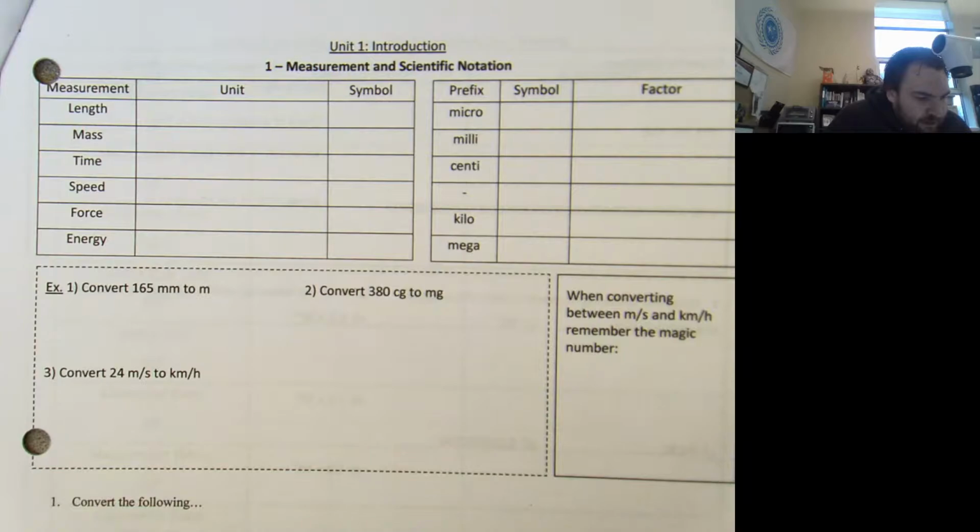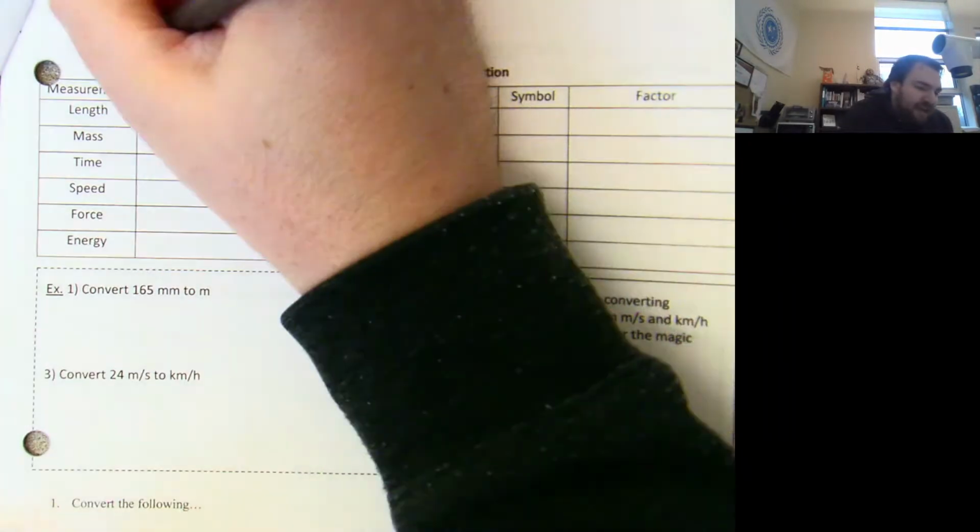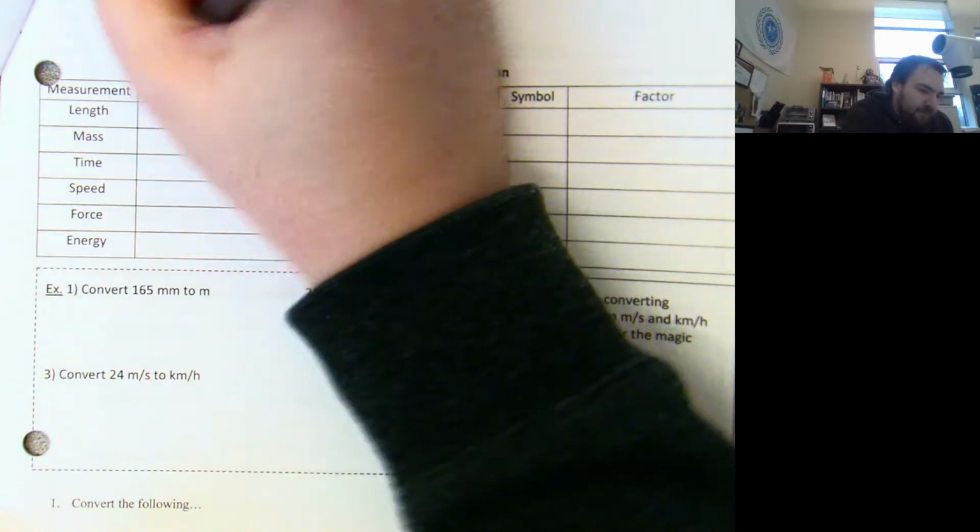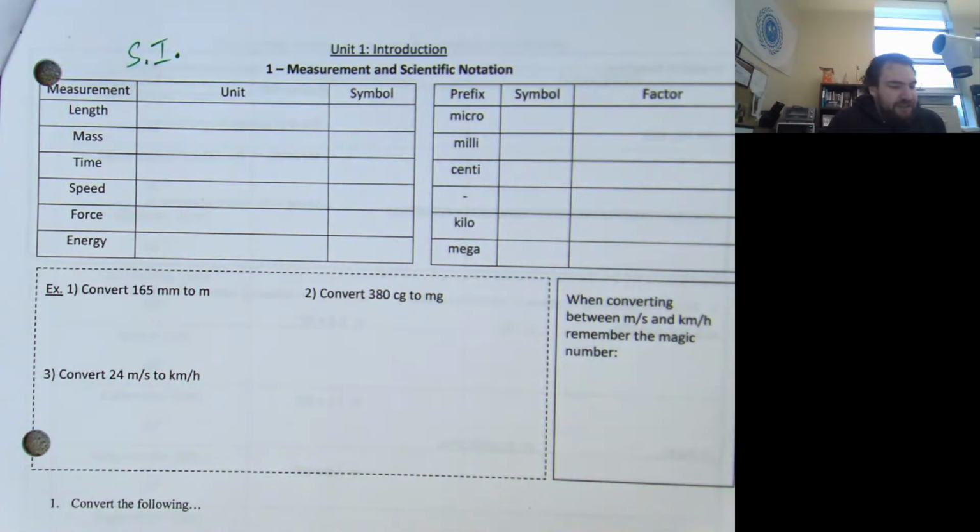In science, generally, we use what's called the SI unit system. There's all sorts of units for all sorts of these different kinds of measurements, but the SI system is the one that we settle on. Does anyone know what SI stands for?